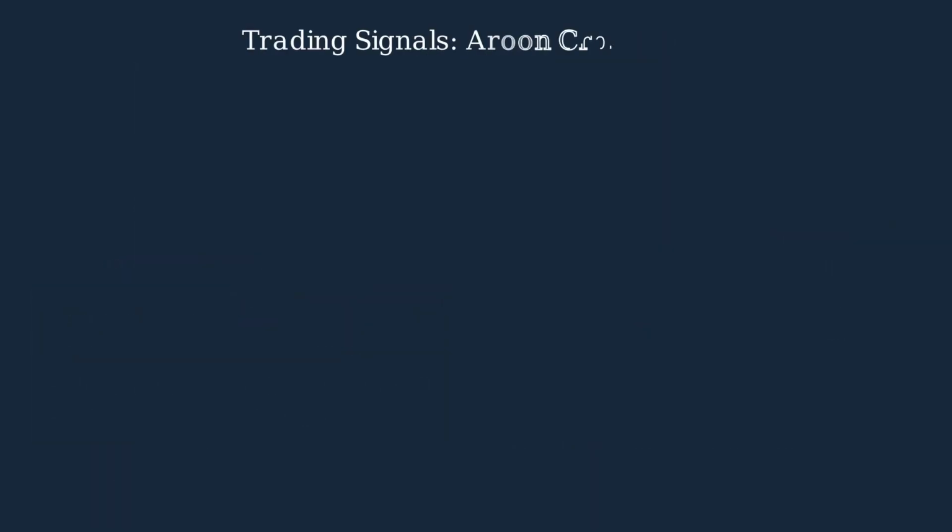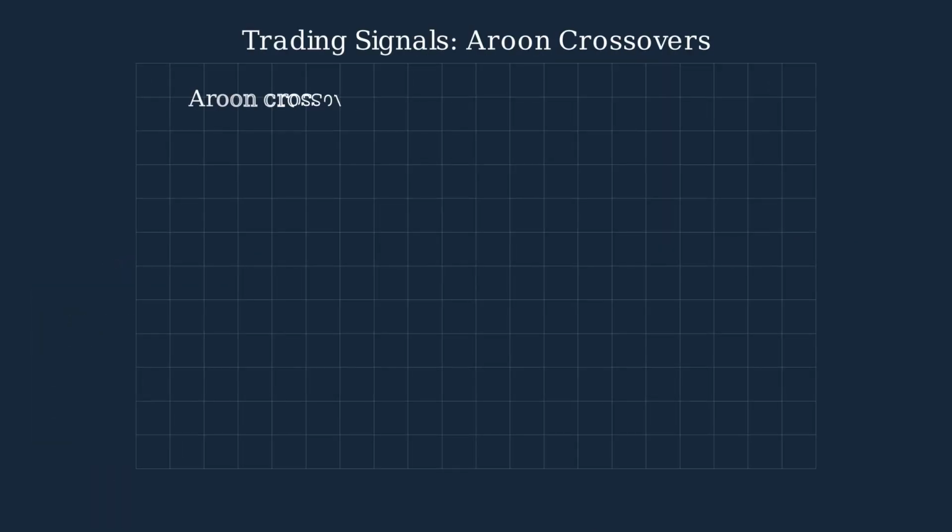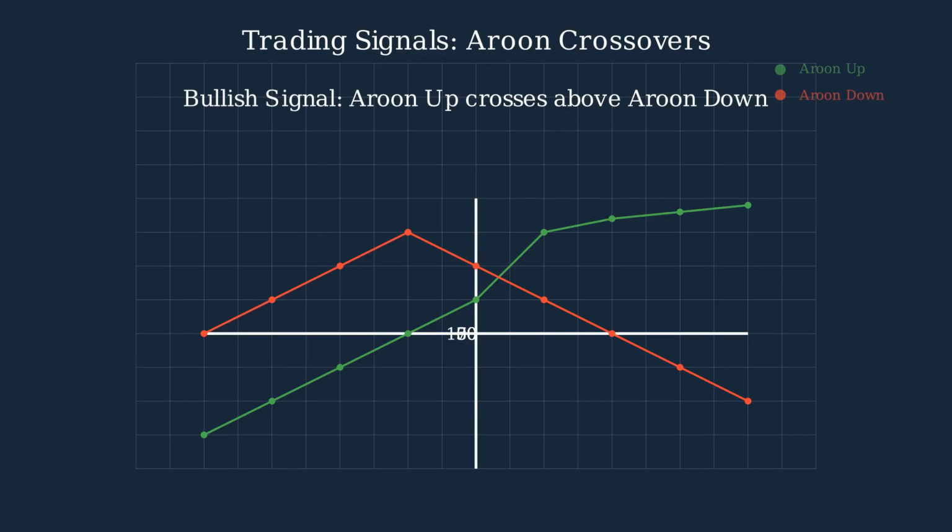Trading signals from Aroon crossovers provide key insights for market participants. A bullish signal occurs when Aroon Up crosses above Aroon Down, suggesting a potential uptrend beginning. At this crossover point, traders identify a potential buying opportunity as momentum shifts from bearish to bullish.